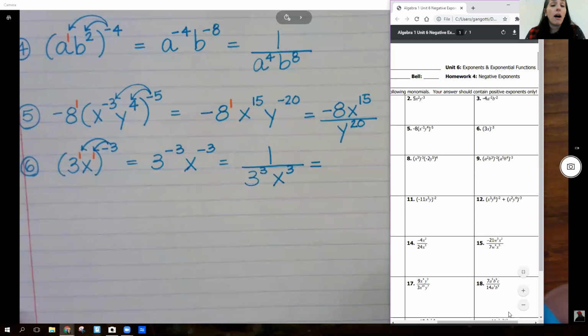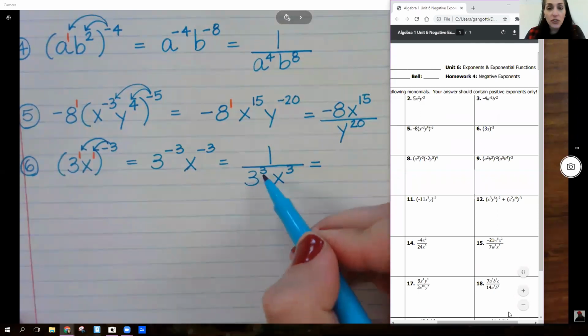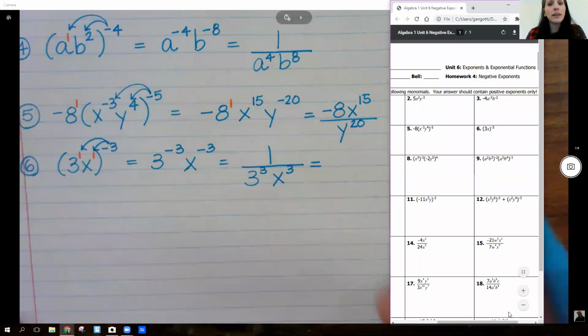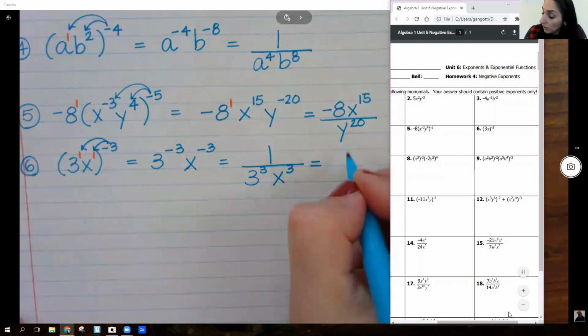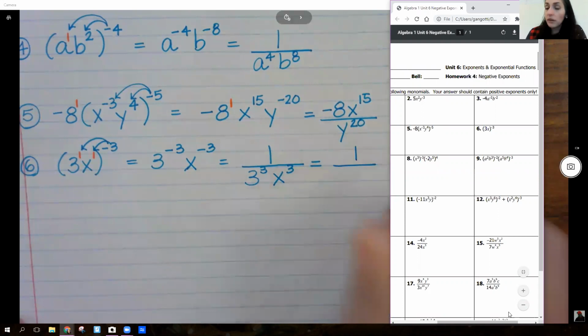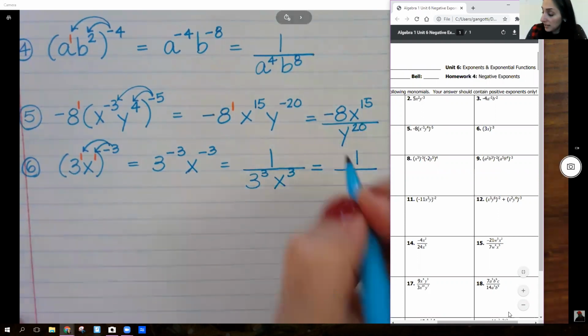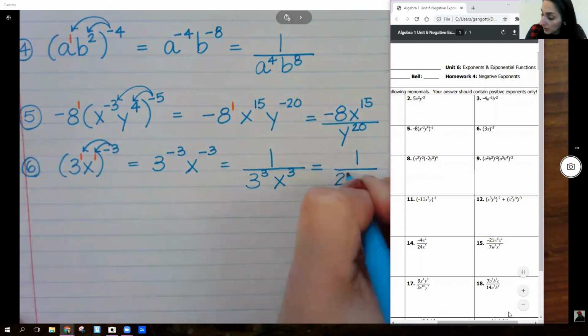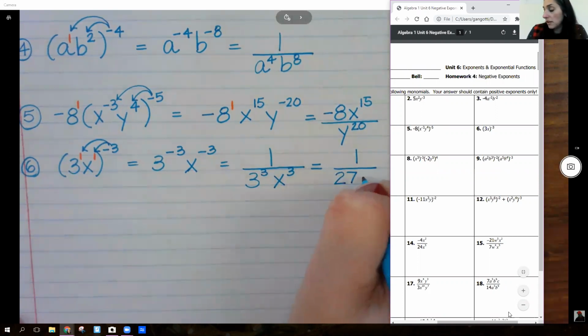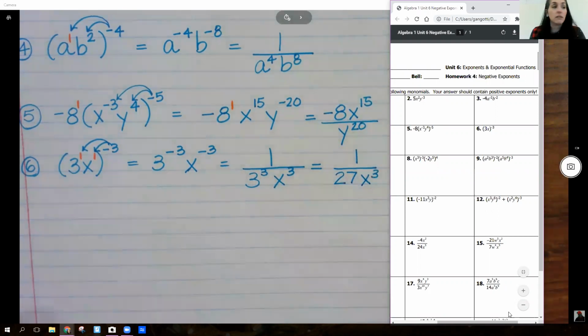Now, I would like to continue simplifying this because 3 to the 3rd is just some number. We could type that into our calculator or do it in our head and simplify this a little bit more. So this will be 1 over 3 times 3 times 3, which is not 9, right? It is actually 27 x to the 3rd. Now you're done. That's a good answer.